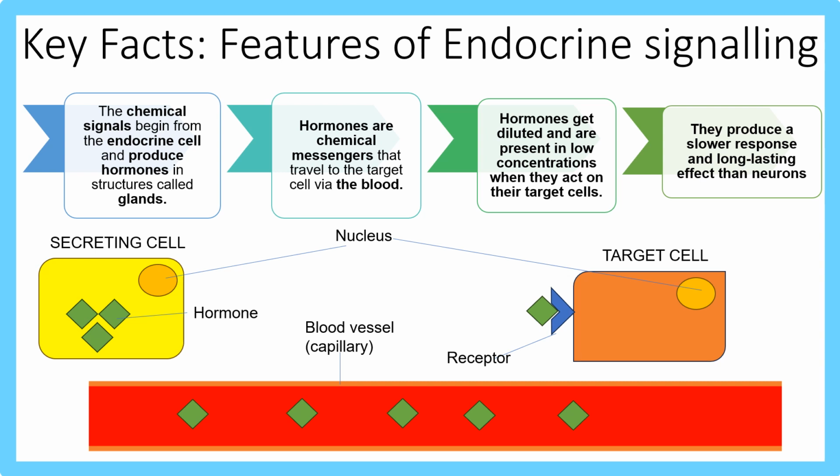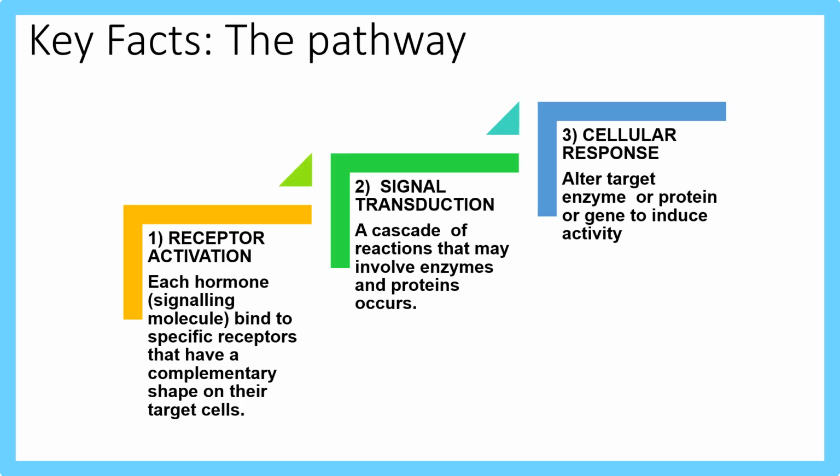because hormones produce a slower response, so it will take time for the message to actually reach the target, and it's a long-lasting effect in comparison to neurons. So let's have a recap on the pathways here. Receptor activation: each hormone can bind to specific receptors that have a complementary shape on the target cells. Then you have a variety of different proteins and enzymes that help transmit this signal through the cell. And you also have cellular response.